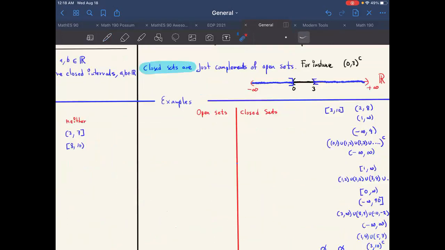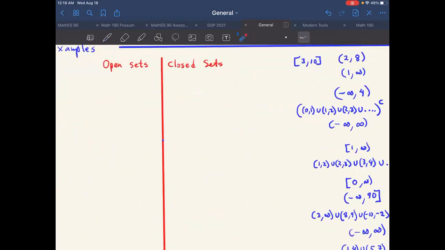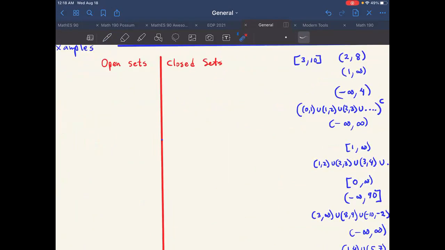Let's test our knowledge. Is this a closed set or an open set? I don't know, Professor.